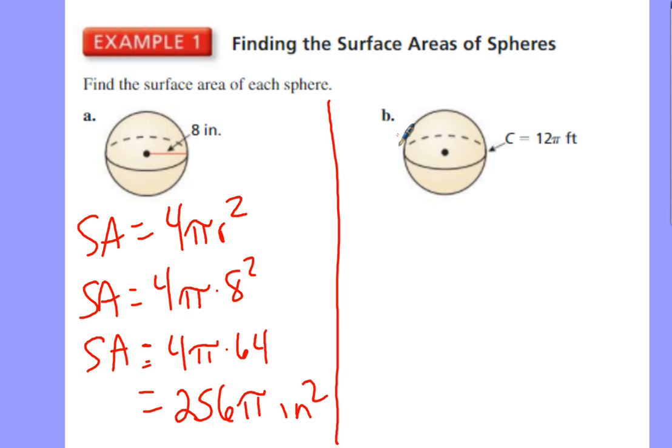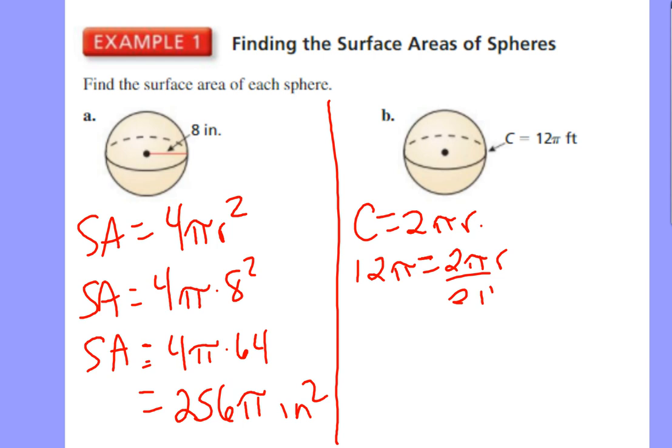What about for part B? It says that the circumference of the great circle is 12 pi. How interesting. Well, why is this important? Because remember, the circumference is 2 pi r. So if that's the case, if 2 pi r is the circumference, 12 pi is the circumference of the great circle, that means that the radius would have had to have been 6.